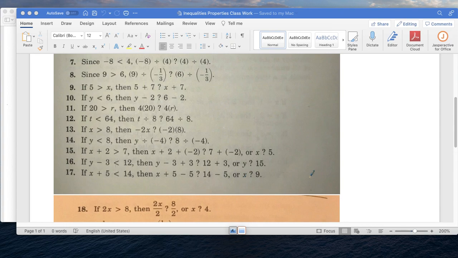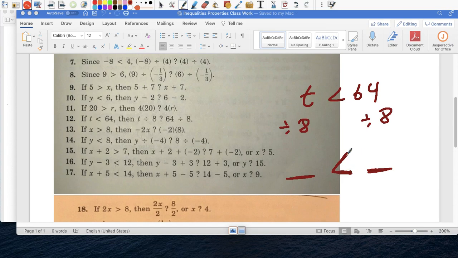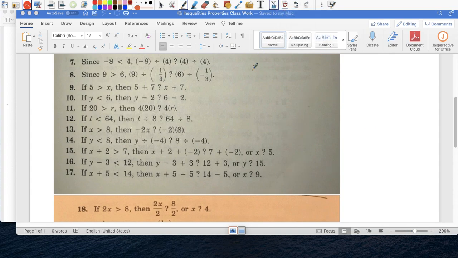Number 12 says, here's a number, it's less than 64, and if you divide this side by 8 and this side by 8, do we keep the original inequality sign or do we reverse it? Well, we're dividing both sides by a positive number. So whatever resulting numbers we have on the left and right side, this number will be less than that number. There's nothing we can do. So the sign we want is the less than sign.